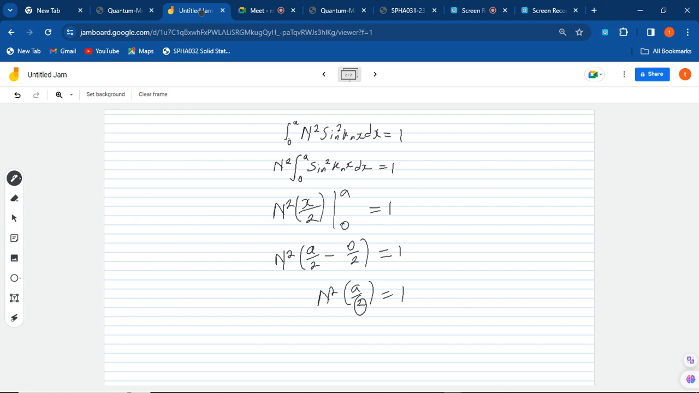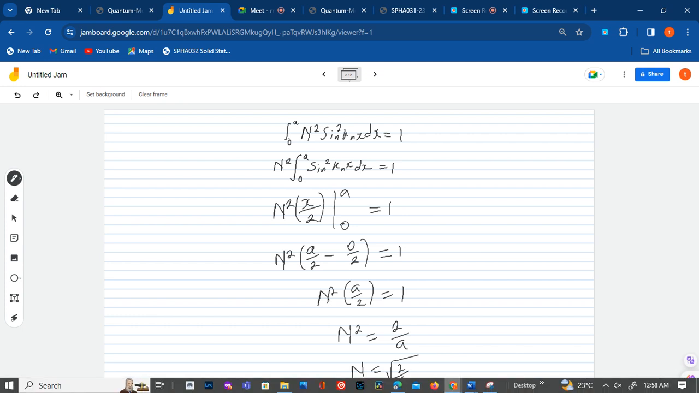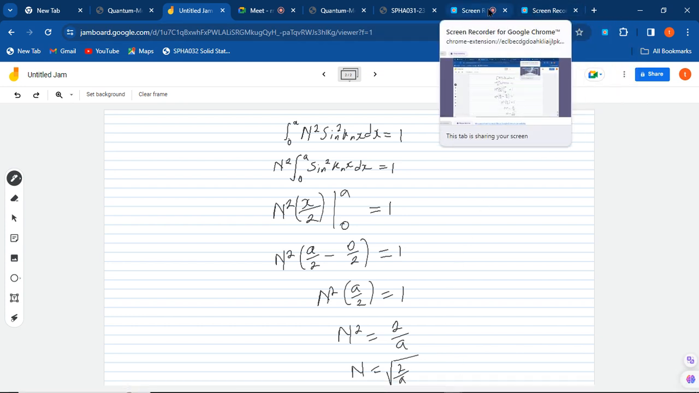And then these two cross multiply, right? So it's going to be n squared equal to 2 over a. Then n equals the square root of 2 over a. That's your value for n, this normalization constant. And that's how you get it. Okay, good.